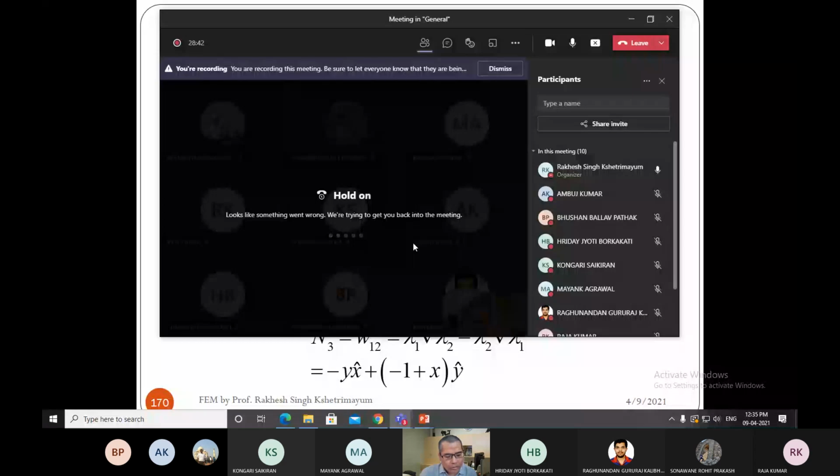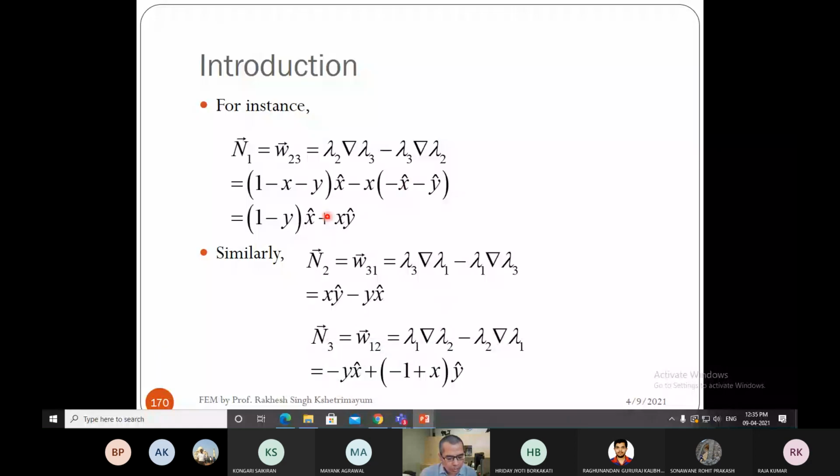What is gradient of lambda 2? Gradient of lambda 2 is minus x hat minus y hat. So finally N1 turns out to be 1 minus y x hat plus x y hat. You can also find out similarly N2 is W31. N2 means the remaining nodes 3 and 1, W31. So W31 is lambda 3 gradient of lambda 1 minus lambda 1 gradient of lambda 3. It turns out to be x y hat minus y x hat. What is N3? N3, the remaining nodes are 1, 2, so W12, lambda 1.